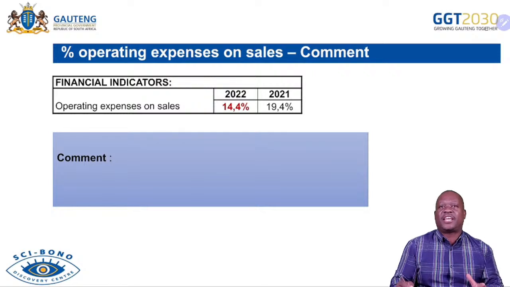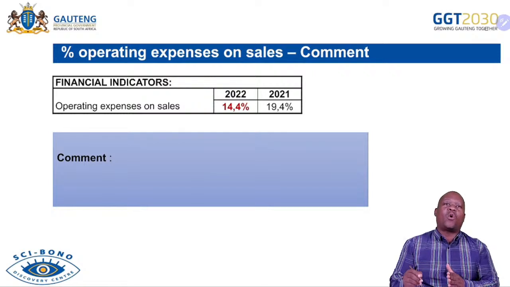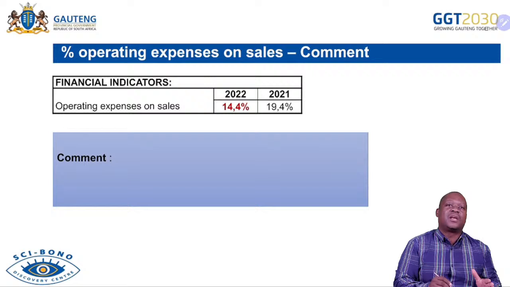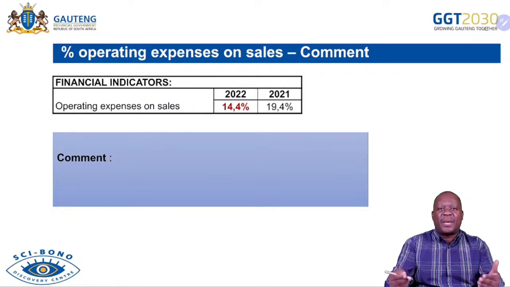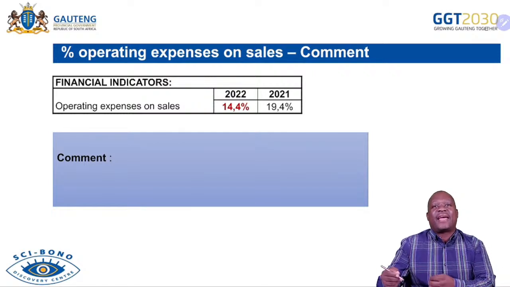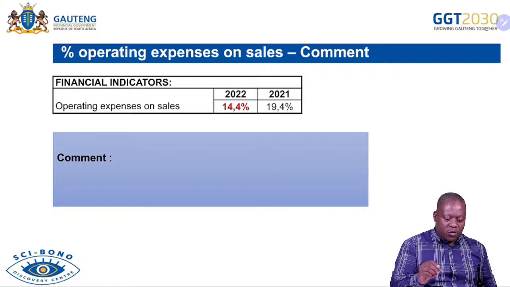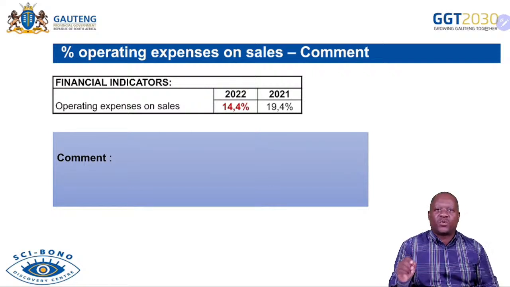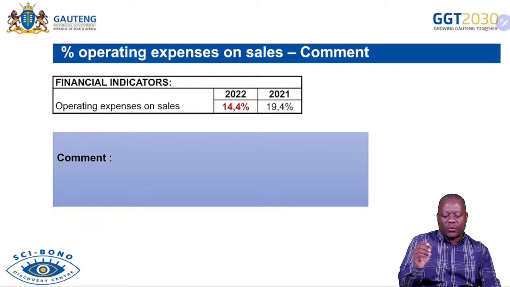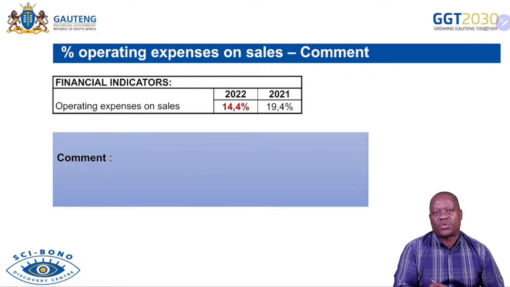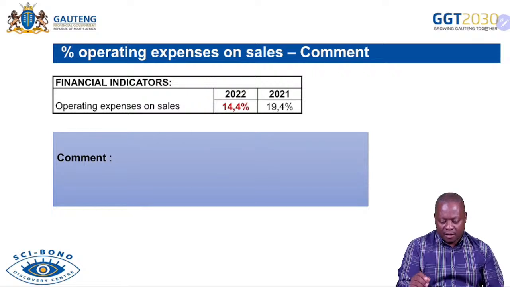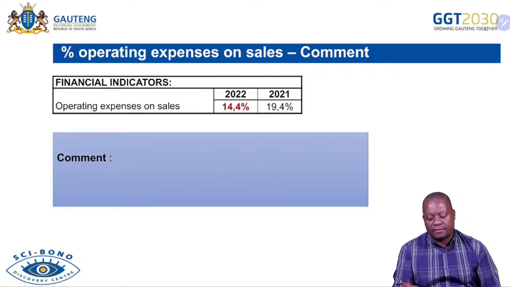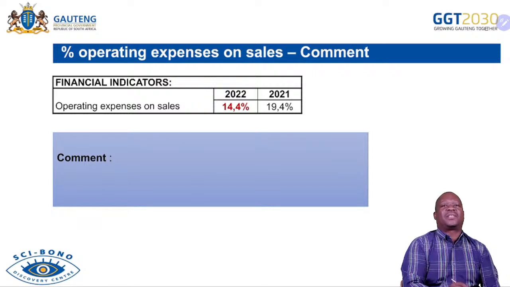Now, please check here. We are looking into operating expenses. We are looking into how far we are as a business succeeding in controlling our operating expenses. So if you look at the indicator of 2021, comparing it with the indicator for 2022, you can see that there is a decrease from 19.4% to 14.4%.